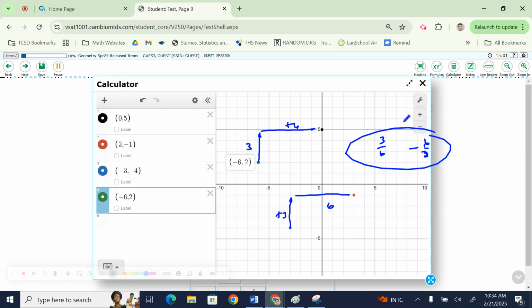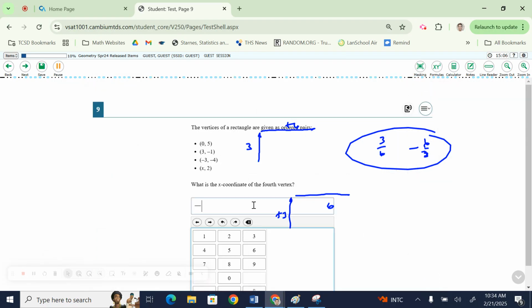So the answer here would be -6. So let me go type it in, and we're good.